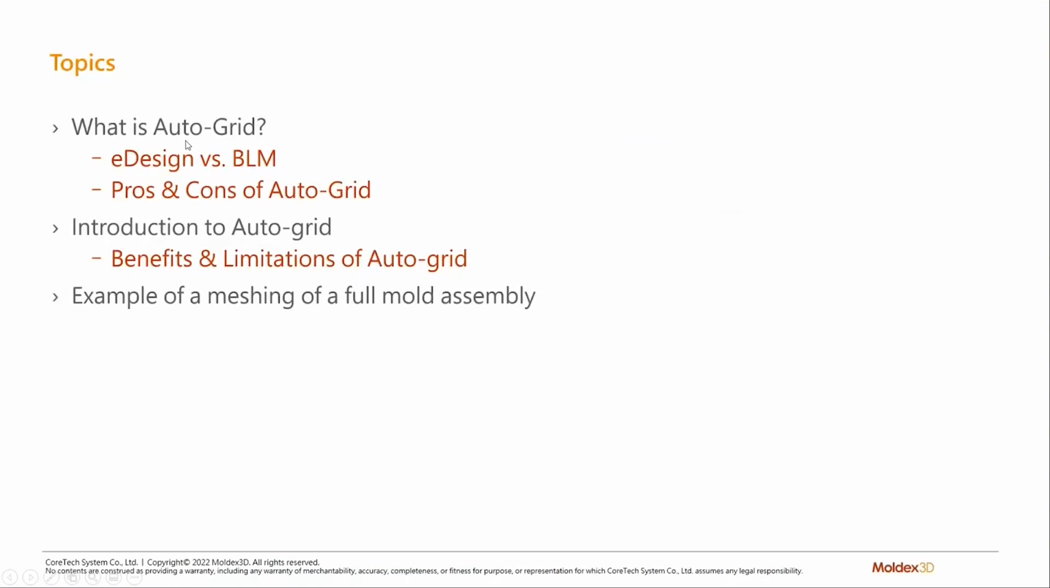All right, the topics here. What is AutoGrid? We're going to go through defining AutoGrid. How does that compare versus the boundary layer meshing style that we're all very familiar with, hopefully? What are the pros and cons? And then we're going to look at some introductions into AutoGrid and how we can use that to mesh a full mold assembly.